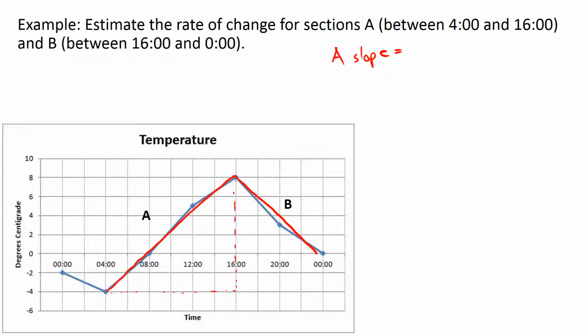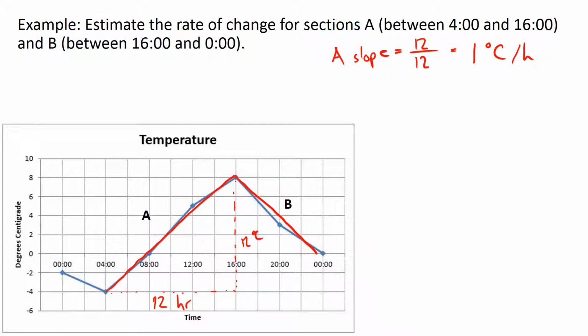Well, I'd look at the rise and I'd say it goes between -4 and 8 and see that that's a rise of 12 degrees Celsius. So that's my rise, and my run is between 4 a.m. and 1600. So between 4 and 16 is 12 hours. So my rise is 12 degrees, my run is 12 hours, 12 divided by 12 is 1. So it's 1 degree Celsius per hour increase throughout the day.